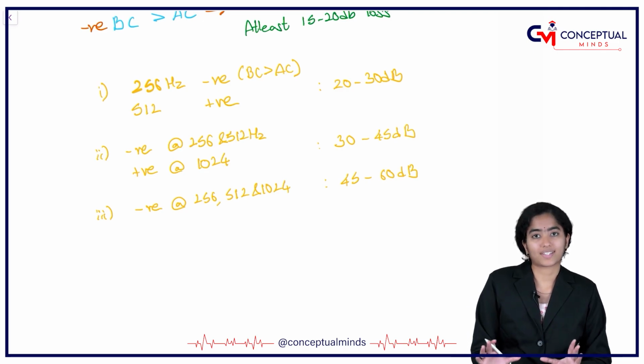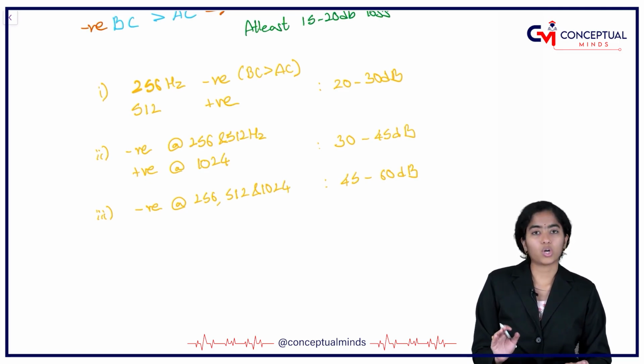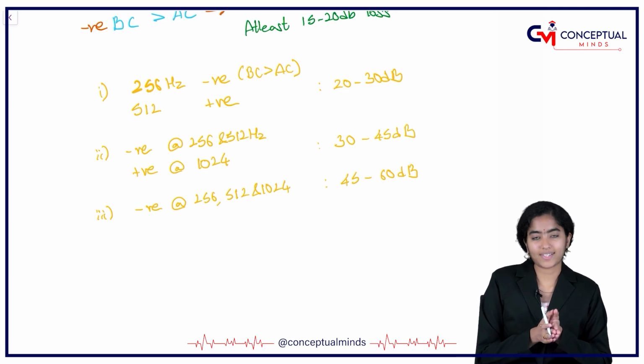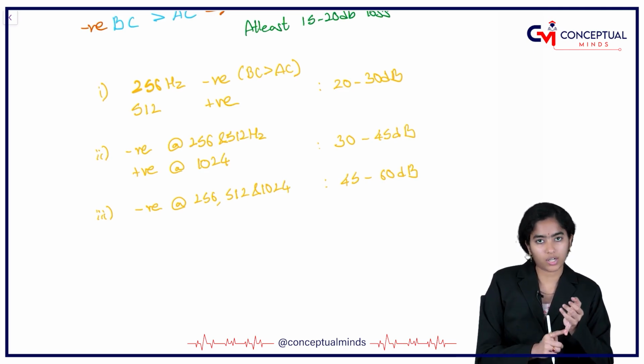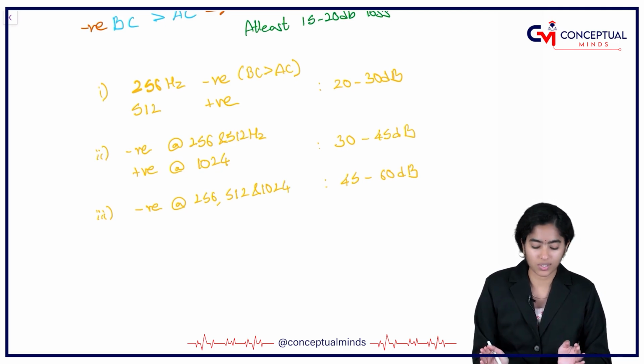These might appear just like numbers, but it is possible that these questions are asked in the exam. It's not just possible, it has been asked in fact. So let us figure out a way to remember this. Now conceptually, at 256, the patient is telling bone conduction is better, and at 512, he is telling air conduction is better. That means only 20 to 30 decibels loss.